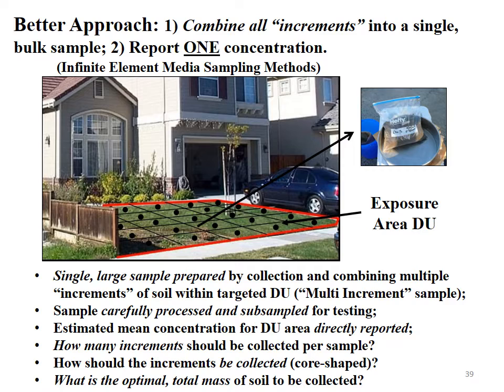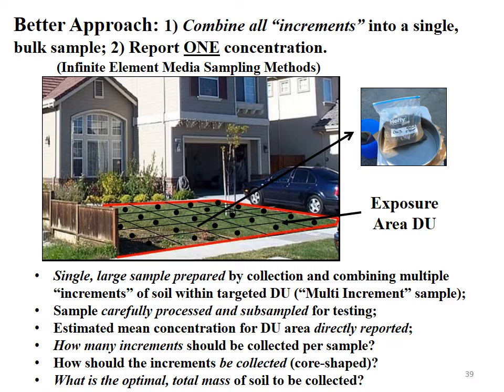So this gets to the basics of sampling theory for infinite element media sampling methods and what we refer to as multi-increment samples. In this case, the estimated mean concentration for the DU is directly reported by this one sample. We're going to test the precision and reproducibility of our data for the soil. We'll collect one sample from a lot of points, then go back and do it again, and then do it again from independent points. Now we have 3 samples from our exposure area. We compare the data for each one of those samples, get an idea of what the total precision of our sampling and test methods are, and get much more confidence in the data.